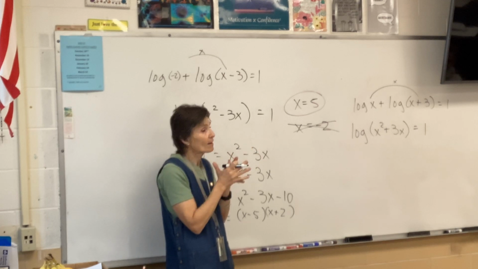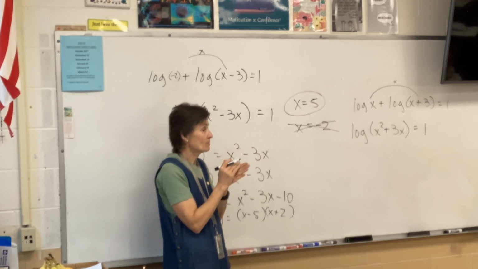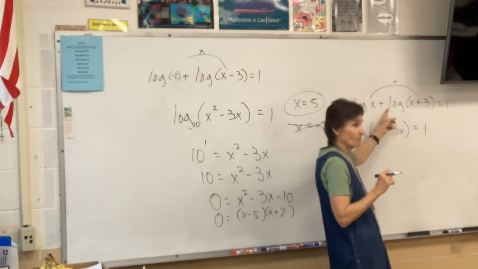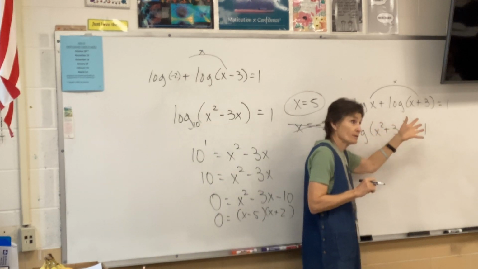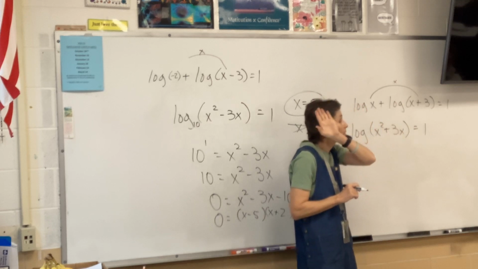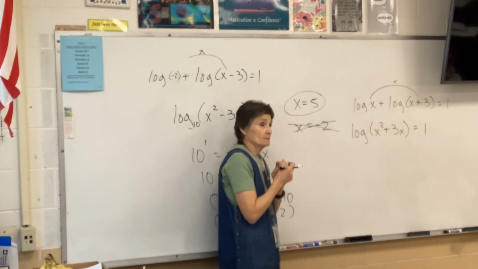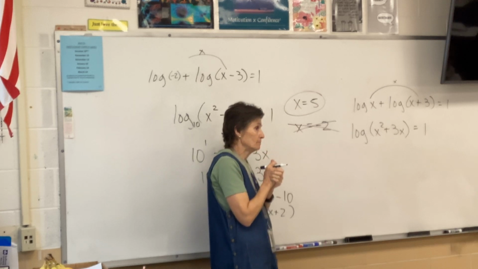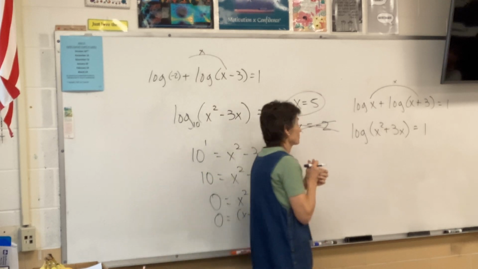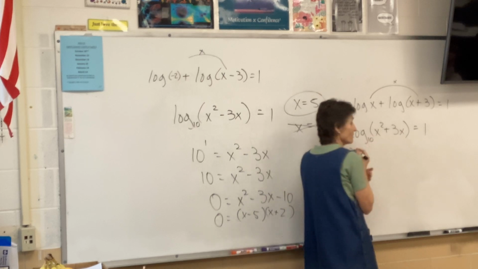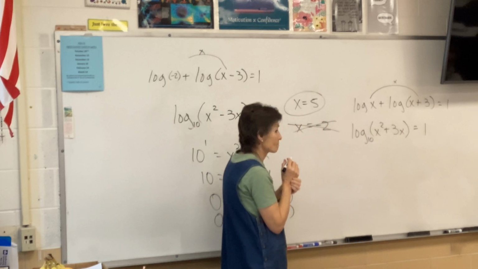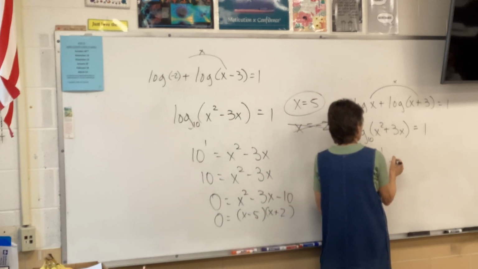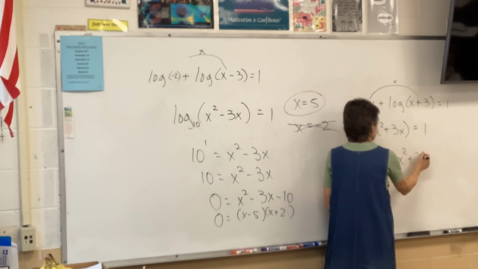When you squish it together, you're either going to multiply or divide. And if it's a plus, you're going to multiply. If it's a minus, you're going to divide. All right? Now what? Q, now what? Put a 10 here. We know the base on that is 10. And we do, so 10 to the first equals x squared plus 3x.